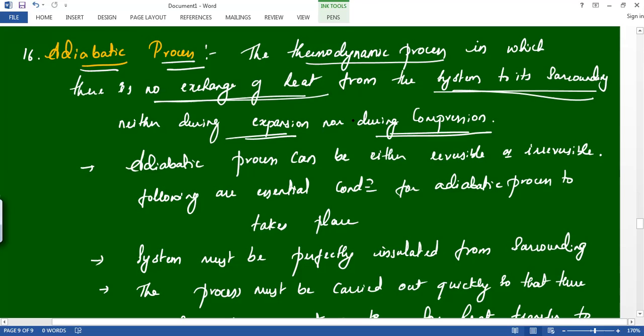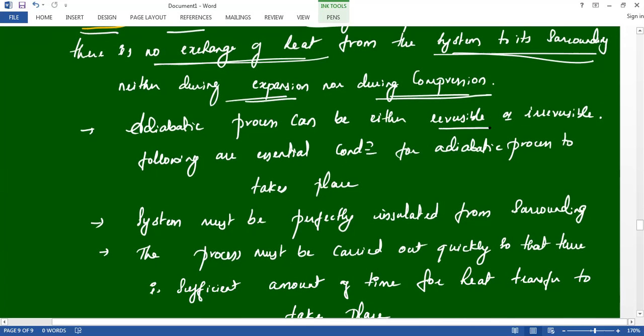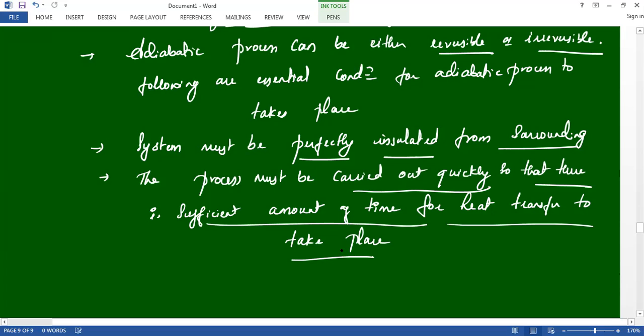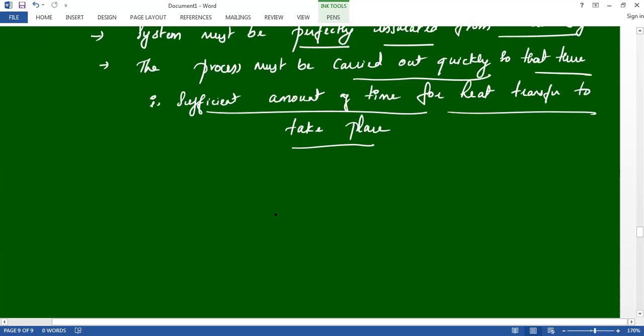An adiabatic process can be either reversible or irreversible. Following are the essential criteria for the adiabatic process. First, the system must be perfectly insulated from the surroundings, and the process must be carried out so quickly that there is not sufficient time for heat transfer to take place. In the previous one, the isothermal process, the process was very slow. Here the process should be very fast. So these are the two things: isothermal and adiabatic.